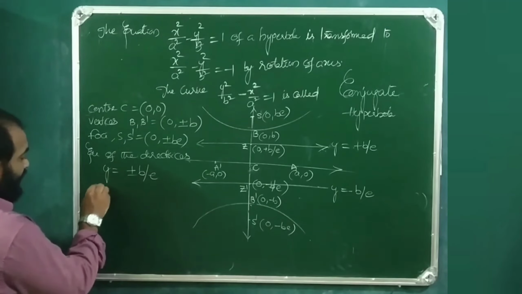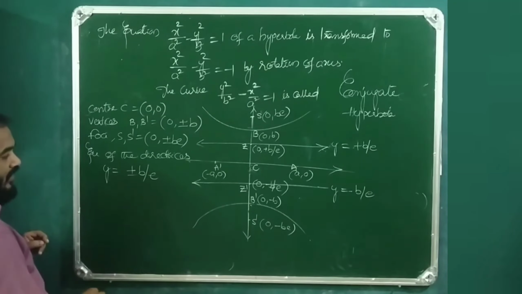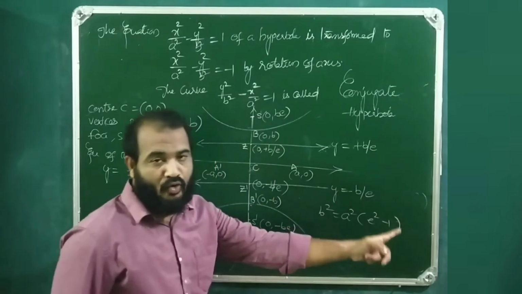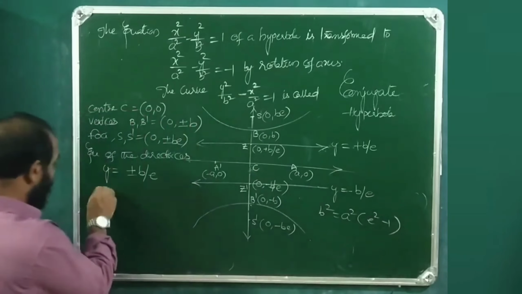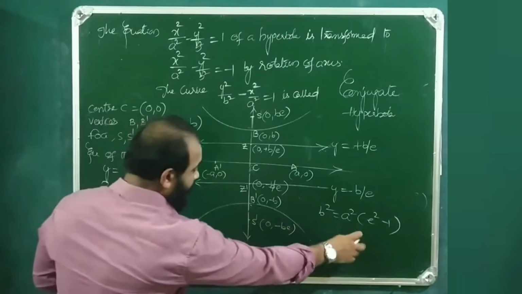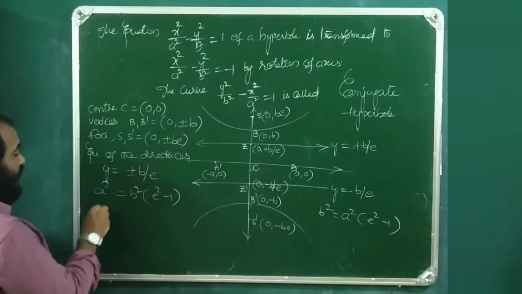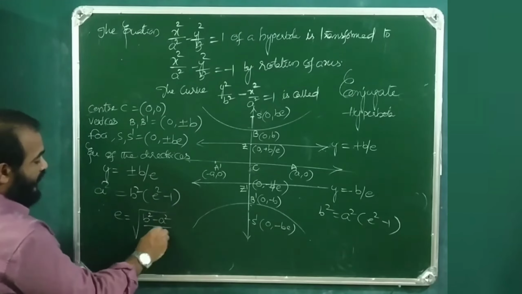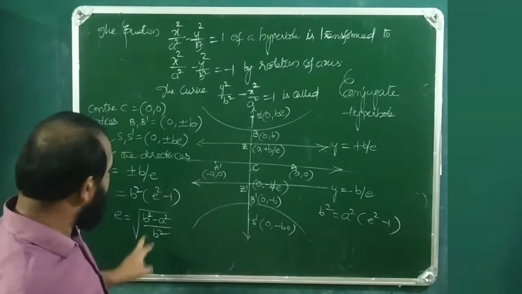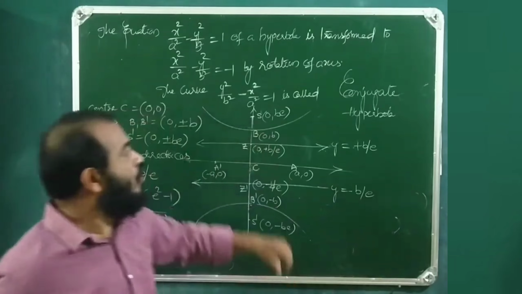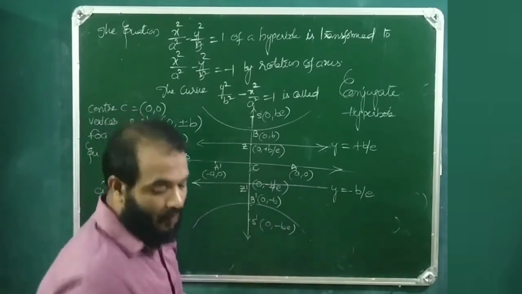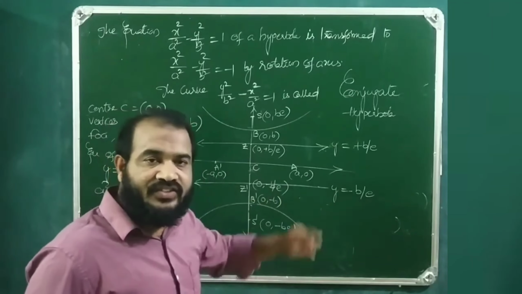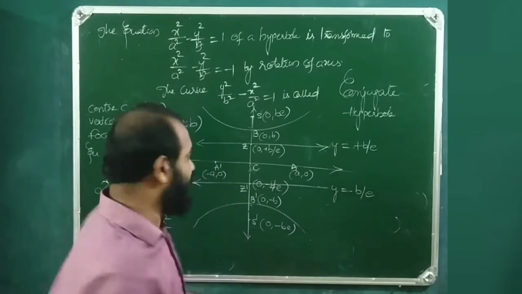And the eccentricity e is connected by the relation. Earlier, b square is equal to a square into e square minus 1 we got for the hyperbola. So for the conjugate hyperbola, a square is equal to b square into e square minus 1. Therefore, e is equal to the square root of (b square plus a square) by b square. Earlier it is a square plus b square by a square. So this is the conjugate hyperbola. Now, what if the length of the transverse axis is equal to the length of the conjugate axis? Let us see that.